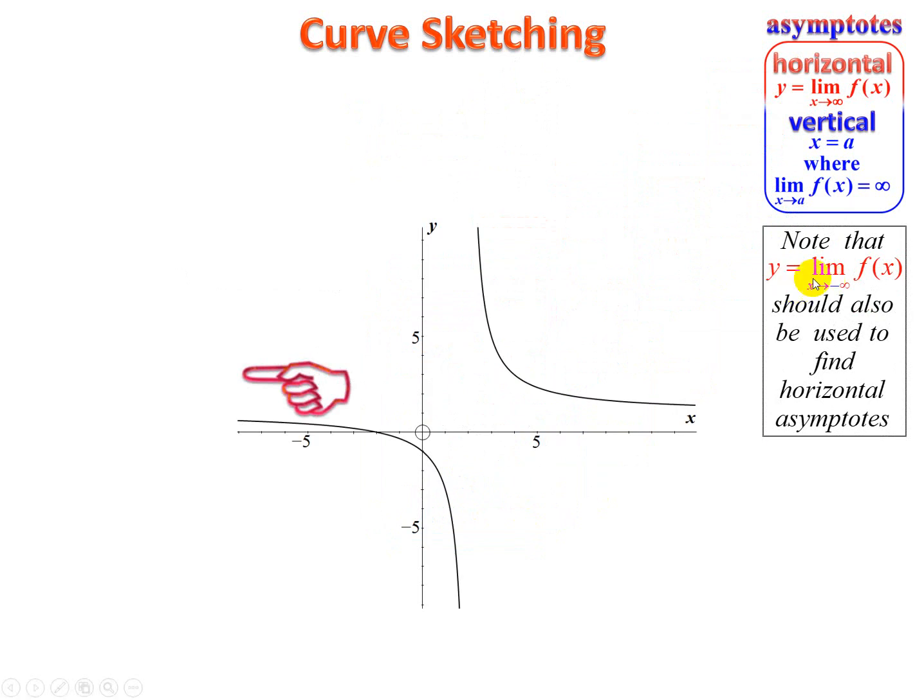Note, the limit of f of x as x tends to negative infinity should also be used to find the horizontal asymptote. Because have a look, this one's going that way, and it's going that way. So you'll find that y equals 1 is the asymptote. As x tends to negative infinity going that way, the function will tend to 1, and as x tends to infinity going that way, it'll also tend to 1. So the left limit is equal to the right limit.